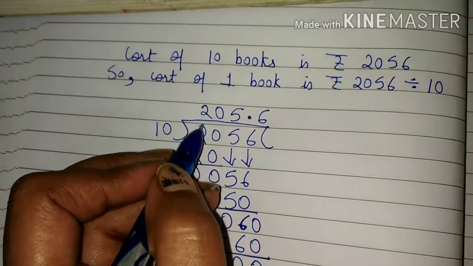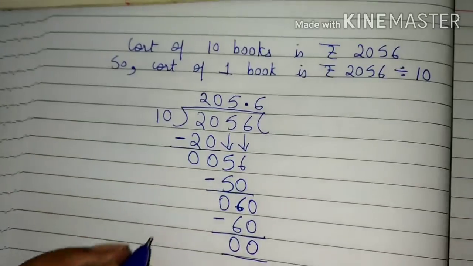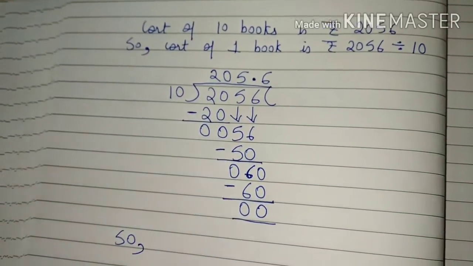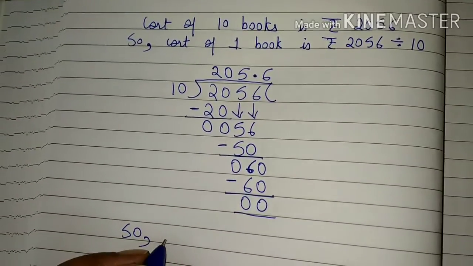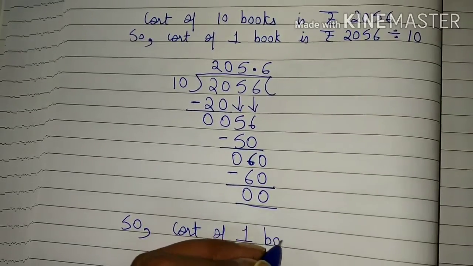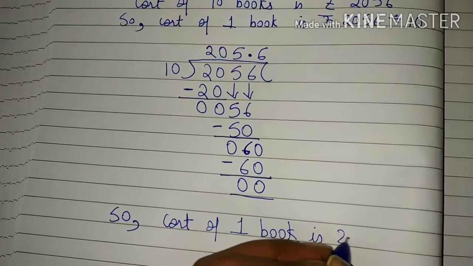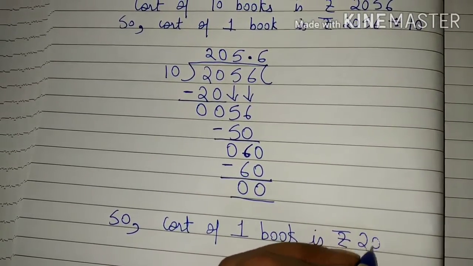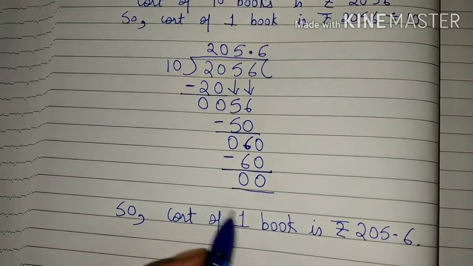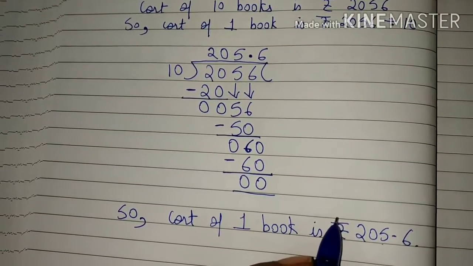Students, 205.6. This is your answer. So the cost of one book is rupees 205.6. Students, the cost of one book is rupees 205.6. This is your answer.